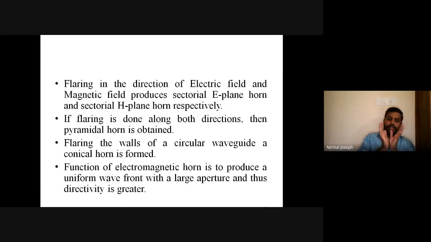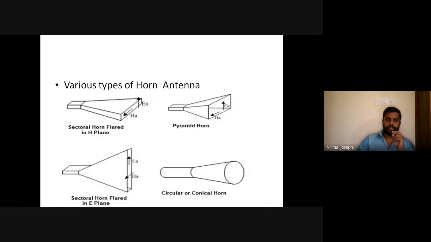Then the waveguide opened up gradually, so the wavefront becomes larger. That we will see here. You can see various types of horn antennas. Here, the first one is the sectorial horn flared in the H plane.